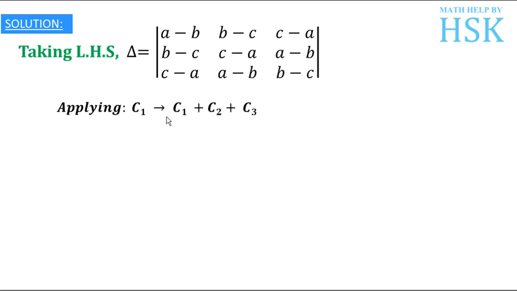C1 is operated as C1 plus C2 plus C3. That is, to column 1 I add column 2 and column 3. I know that whenever I add to any column the corresponding elements of other columns, the value of the determinant is going to remain unchanged. So if I do the same for column C1, first adding column C2 and then C3, the value of the determinant is not going to change. So we can certainly apply this operation.